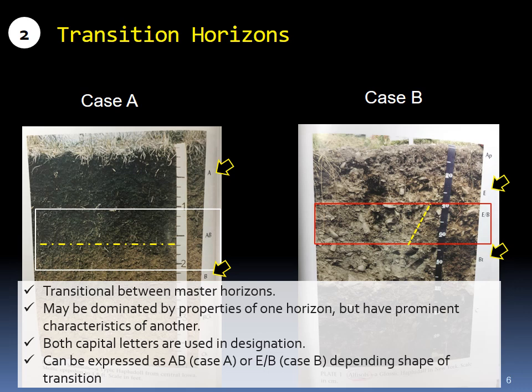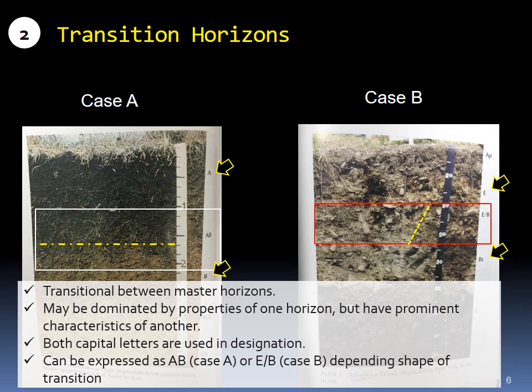Now, you would also see something else. In case A, we write it as A, then B. So it's AB. Can it be BA? Well, yes. It depends on which horizon is more prominent, or which properties of the horizon are more prominent in that transition layer.